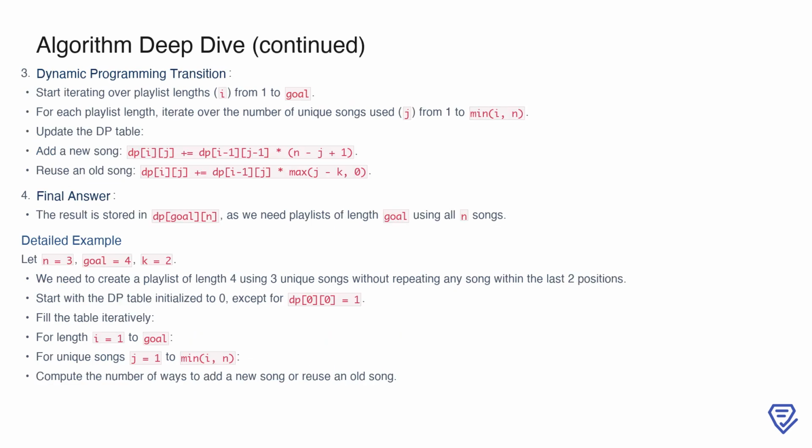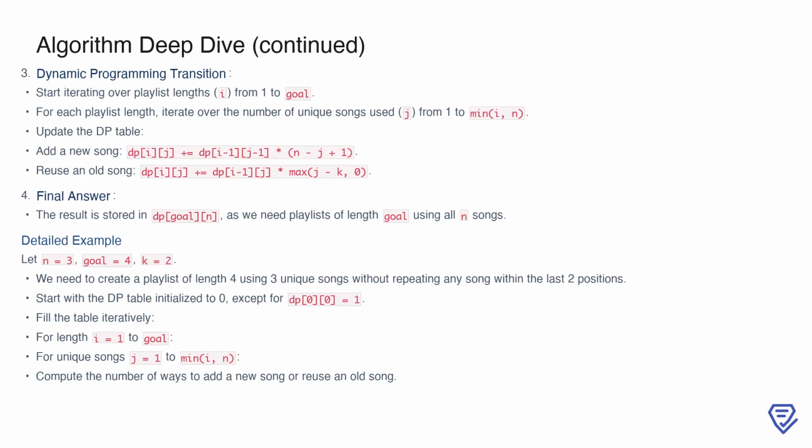The dynamic programming transitions allow us to iteratively fill out the dp table. We iterate over playlist lengths, i, from 1 to goal. For each length, we also iterate over the number of unique songs used, j, which ranges from 1 to the smaller of i or n. To update the dp table, we consider two cases.